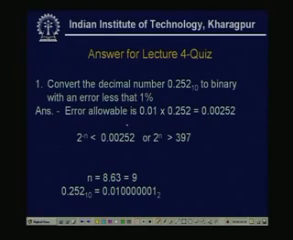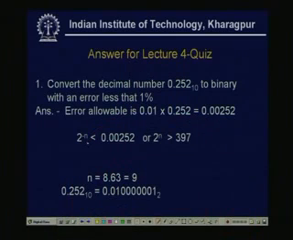Now, the truncation error: when we convert the decimal number to binary, up to what digit will we convert it? If it is up to n bits after the decimal point, then we know the error is 2 to the power minus n. Last lecture we discussed that. So this error should be less than the 1% error, meaning 0.00252. So 2 to the power minus n is less than 0.00252, that can be written as 2 to the power n greater than 397.